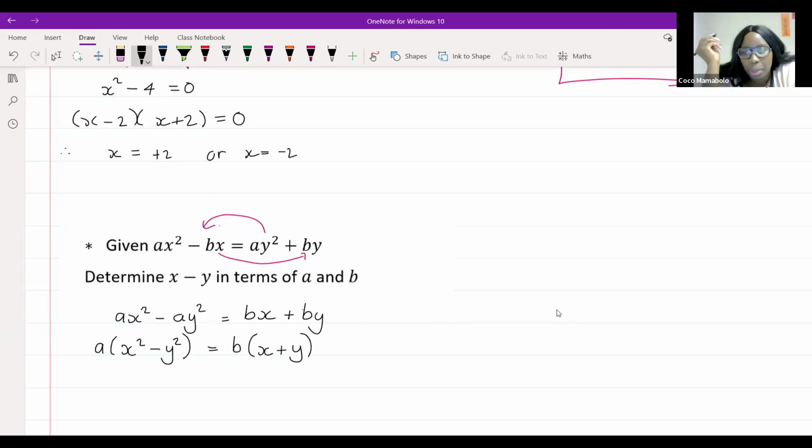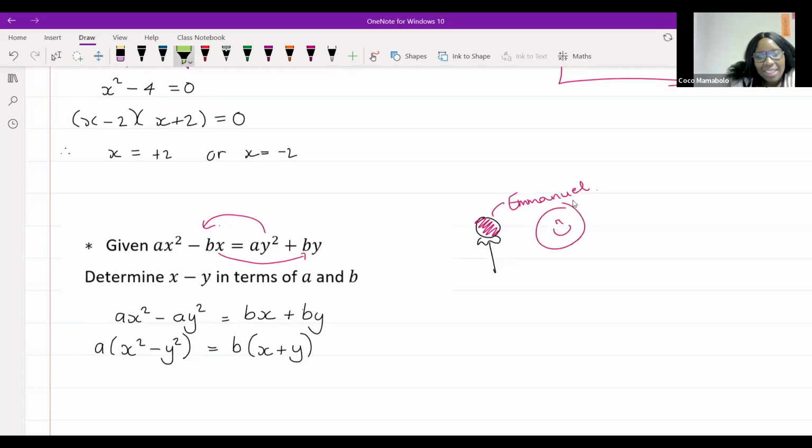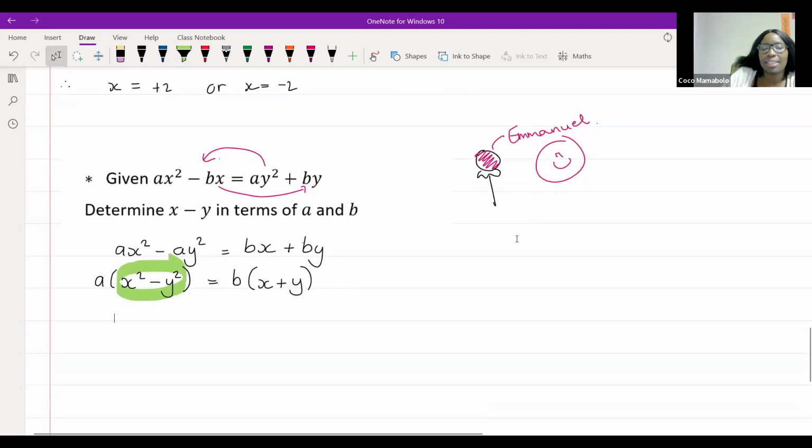Lollipop for the person who can spot the other thing. Ah, Emmanuel! Woo-hoo! He spotted it. This lollipop goes to Emmanuel. Well done, sir. Right. What do we see inside this bracket over here? What do we see inside here? Like Emmanuel says, we see a difference of 2 squares. So we're going to factorize this as a difference of 2 squares.